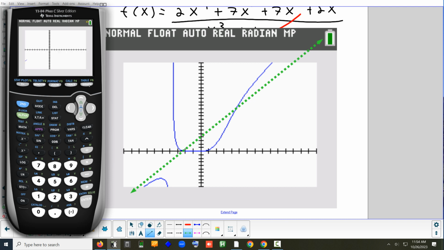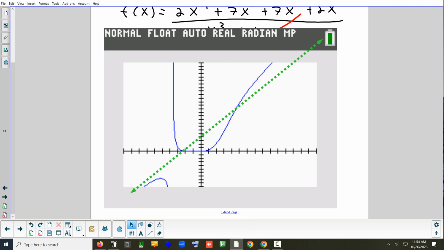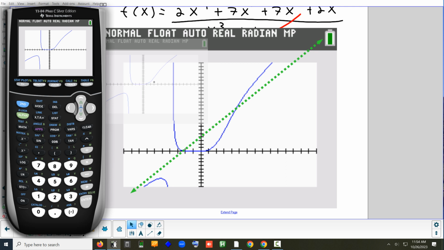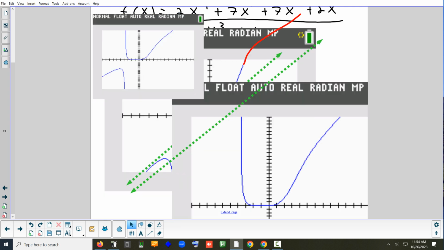Now my question is going to be, there's still something here I'm not sure about. Okay, there's the two pieces. And that's a decent window for kind of seeing the big picture of it. But what do you think I might want to check out a little closer?